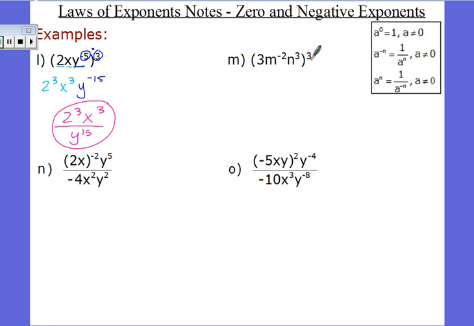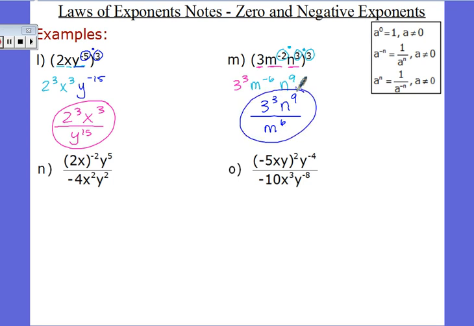Okay, so we're going to do the same thing here. We've got a product raised to a power. We're going to take each part of our product and we're going to give it the exponent of 3. So we've got 3 to the third. And then we're going to take our exponents, -2 and 3, and multiply those together because that's a power raised to a power. We get m to the -6. Then we'll also take 3 and 3 and multiply those together, and we get n to the 9th. Then we need to use our negative exponent law and take that m to the -6th and move it to the denominator. So we still have 3 to the third and n to the 9th in the numerator, but we've got m to the 6th in the denominator.